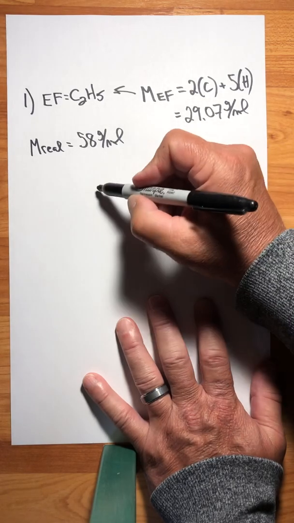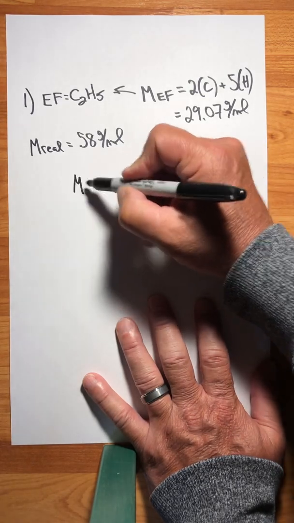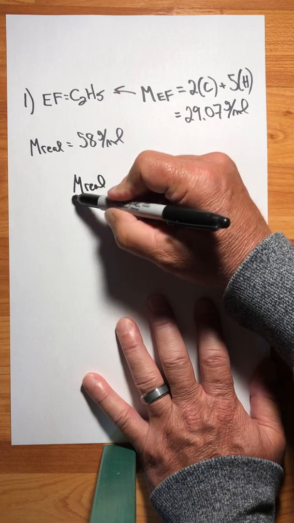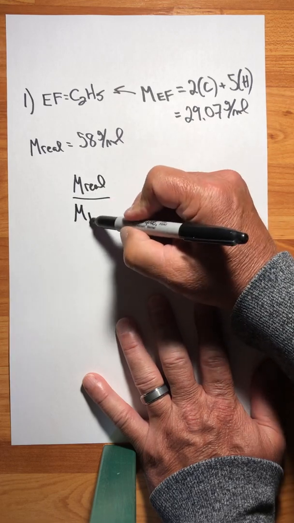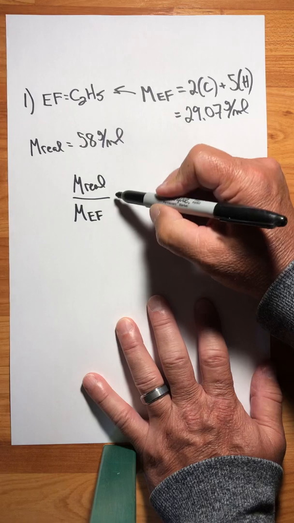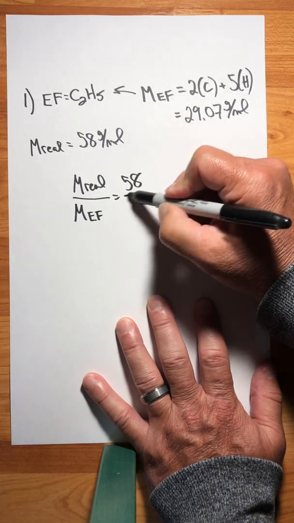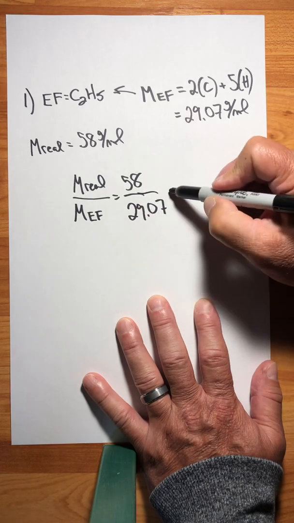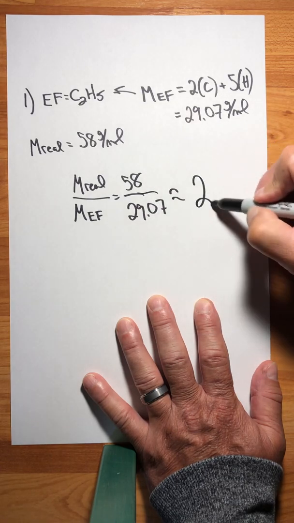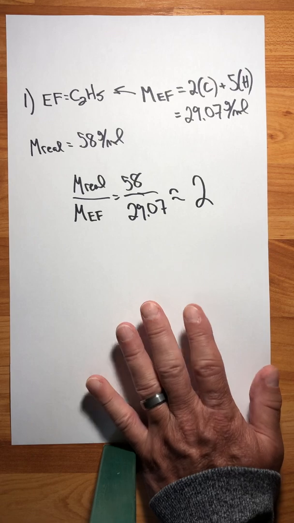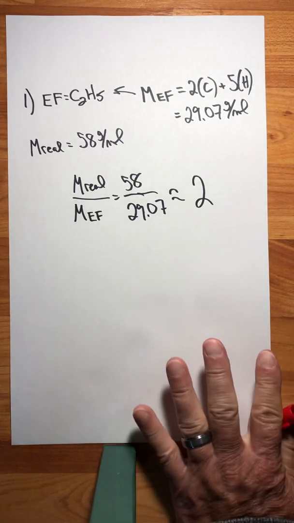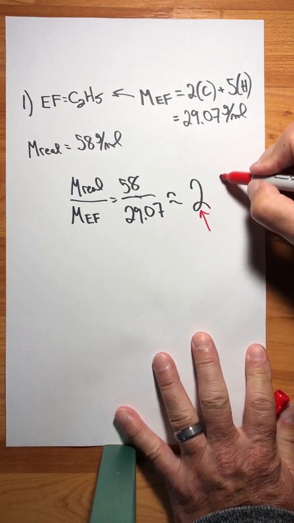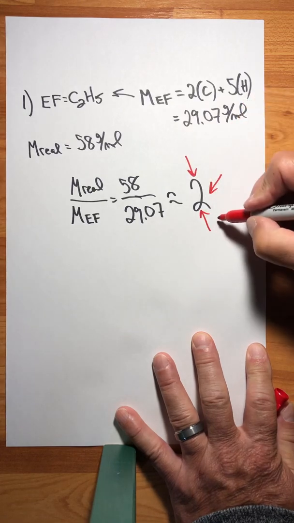So to do that, we're going to take the molar mass of the real formula and divide it by the molar mass of the empirical formula. So we're going to take 58 divided by 29.07. And when we do that, we're going to get approximately 2. Now I can tell you right now that this number right here has to be a nice, what I'll call clean number.